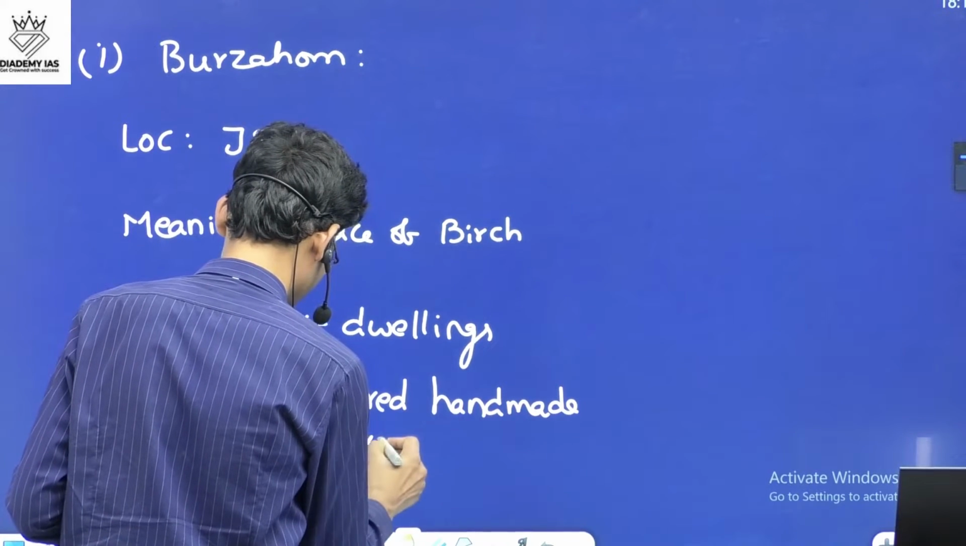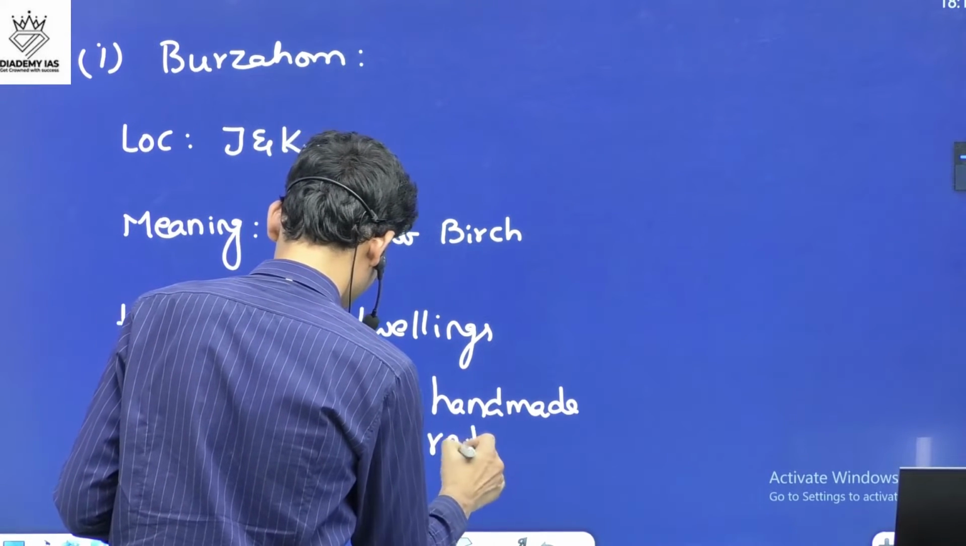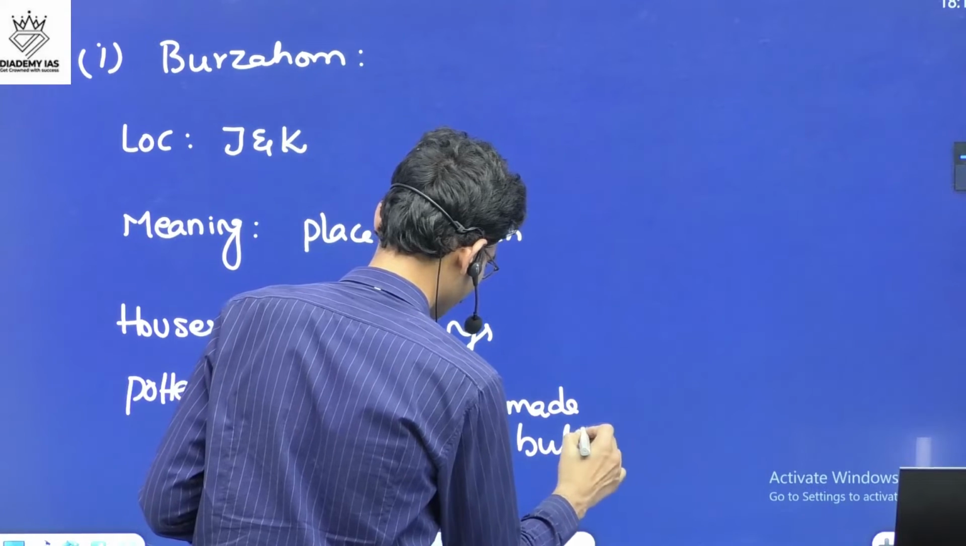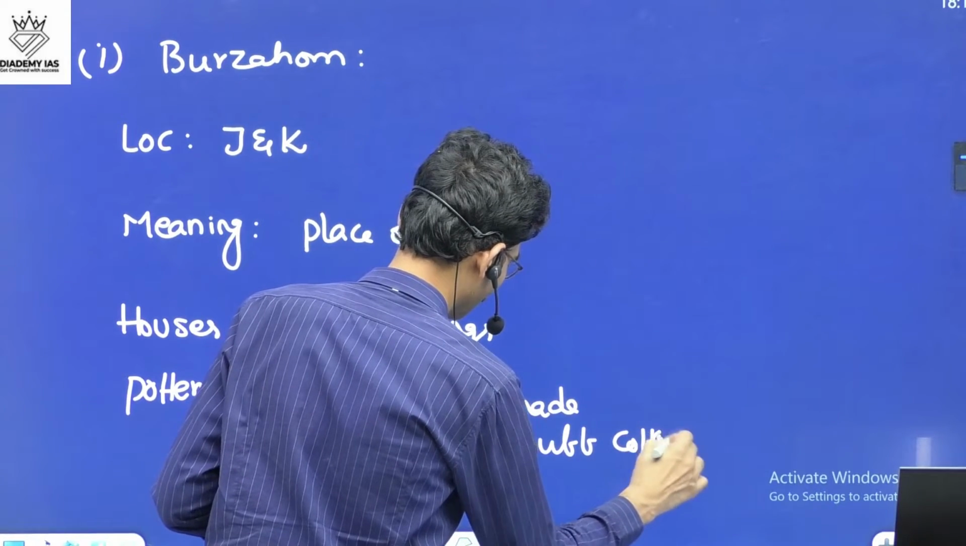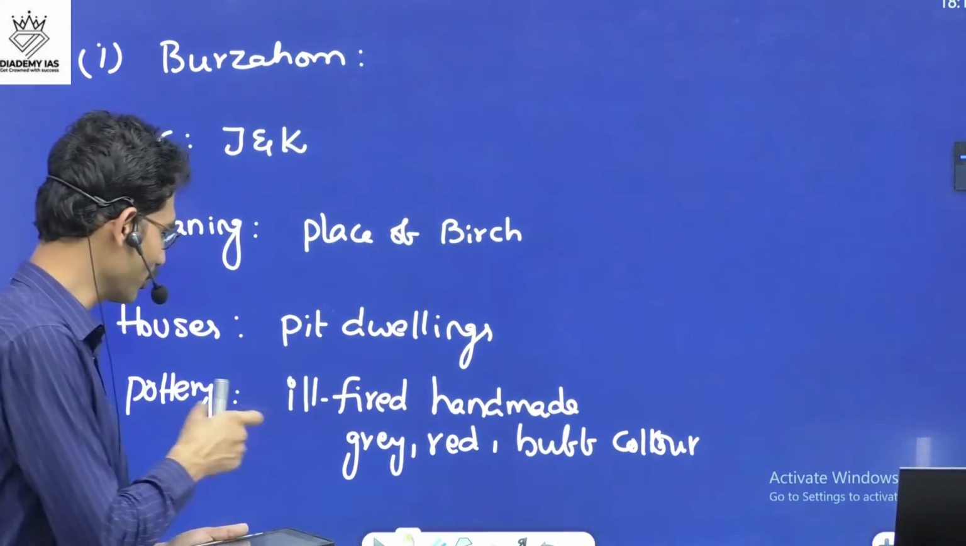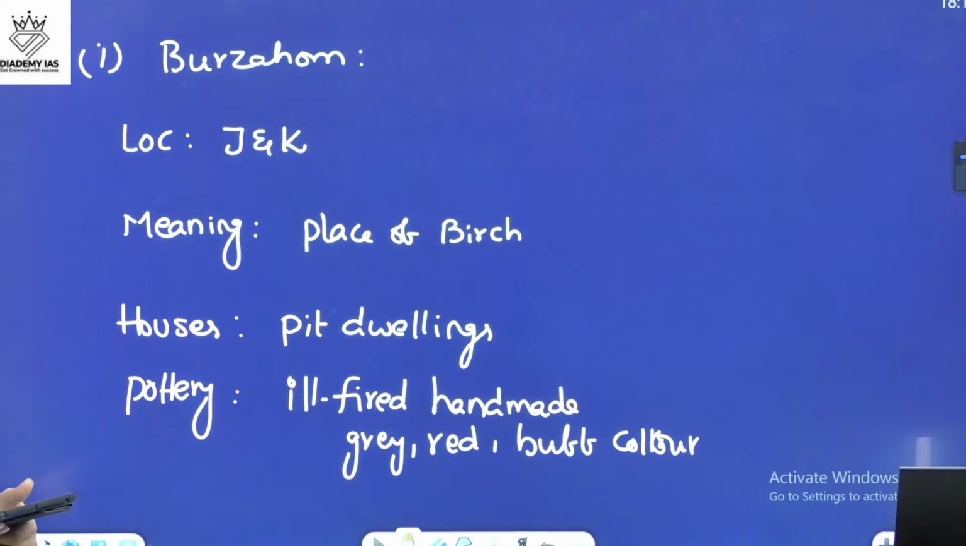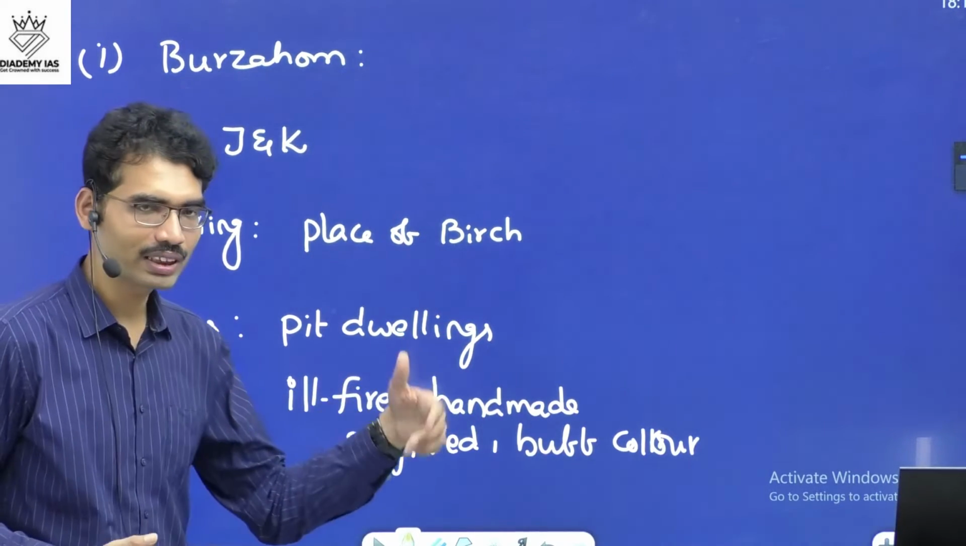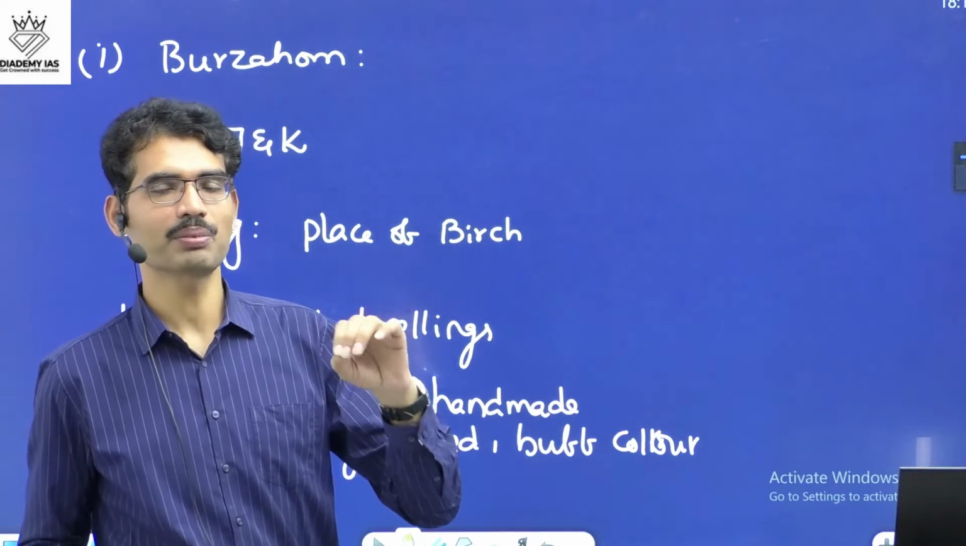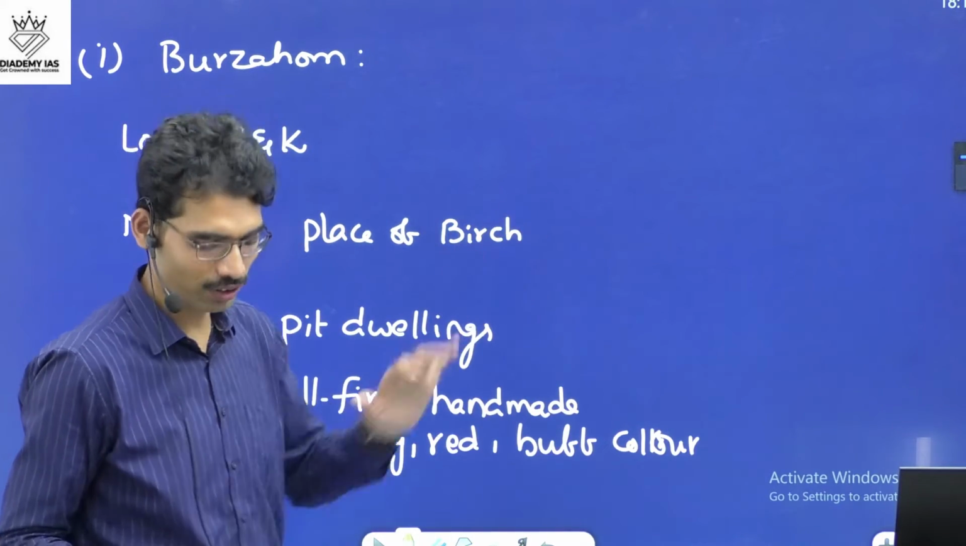Gray, red, buff color pottery. So these are different types of pottery we identified. All these discoveries give the evidence that people were living in this particular location.